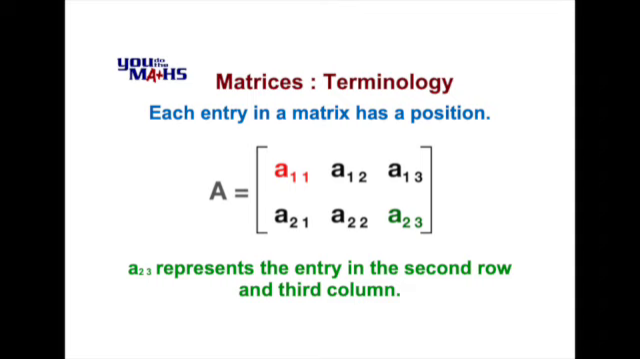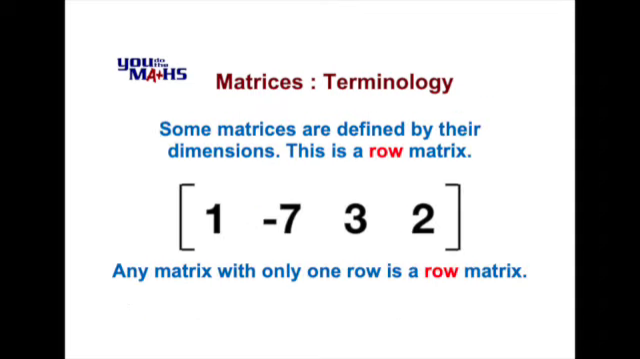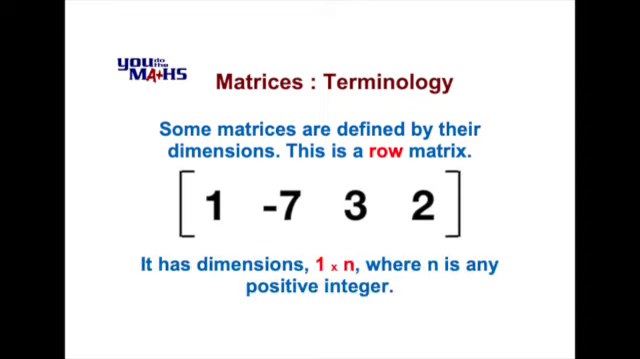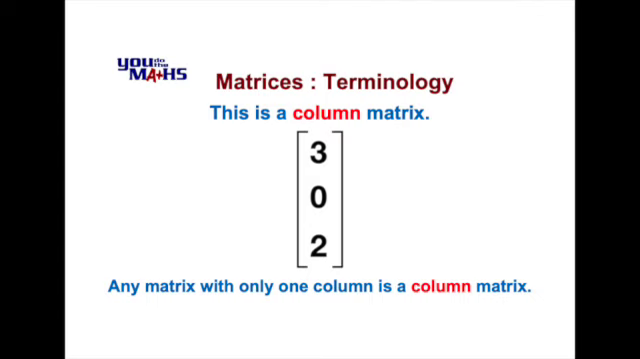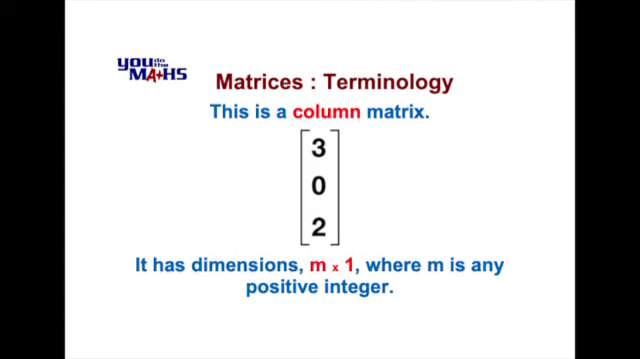Some matrices are defined by their dimensions. Any matrix with only 1 row is called a row matrix. It has dimensions 1 by n, where n is any positive integer and represents the number of columns. A column matrix is any matrix with only 1 column. It has dimensions m by 1, where m is any positive integer and represents the number of rows.